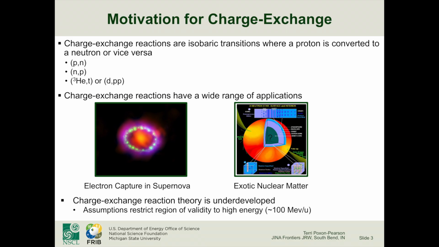in the future. So charge exchange reactions are isobaric transitions. That means the mass does not change in your target, but you have a proton converted to a neutron or vice versa. So the most basic type of transition is this (p,n) type reaction. Proton comes in, neutron goes out. Or you can have the inverse, which is a neutron comes in, proton goes out.